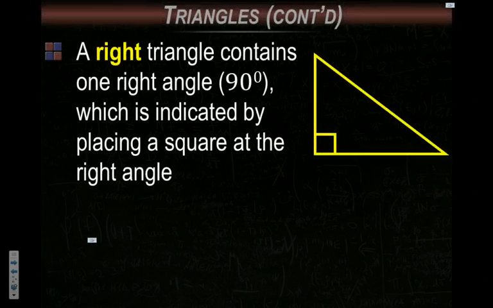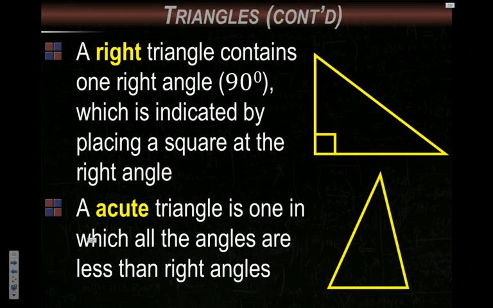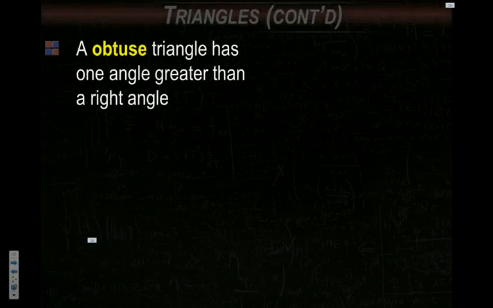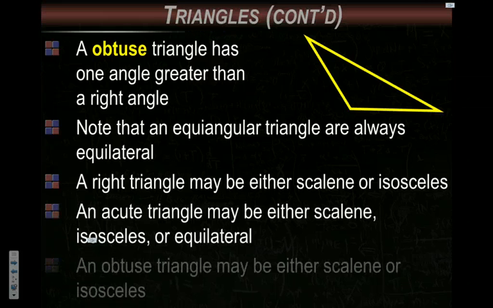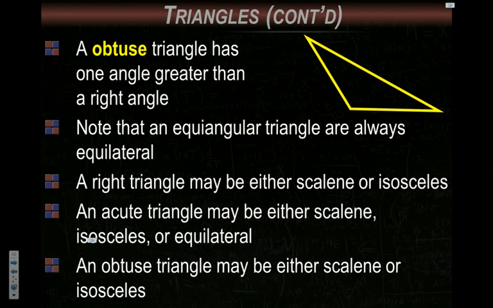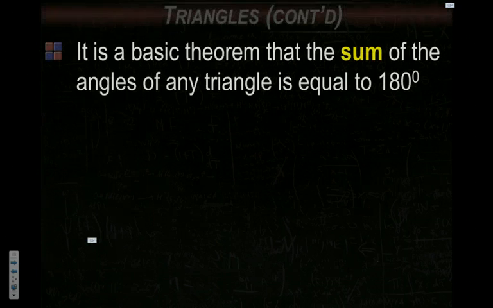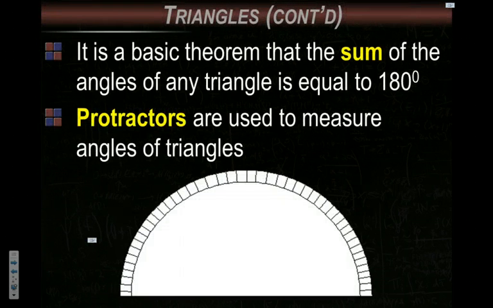Okay? A right angle triangle means one of the angles is 90 degrees. It can only be one, but one angle will be 90. Okay? An acute triangle, all the angles are less than right angles, and an obtuse triangle is one in which one angle is greater than 90 degrees. Again, just some terminology. I'm hoping that some of your math teachers in the past have introduced these terms to you. Okay. The basic theory with triangles is that if you add all the angles up, it'll equal 180, okay? Measuring angles with triangles is what protractors are for.